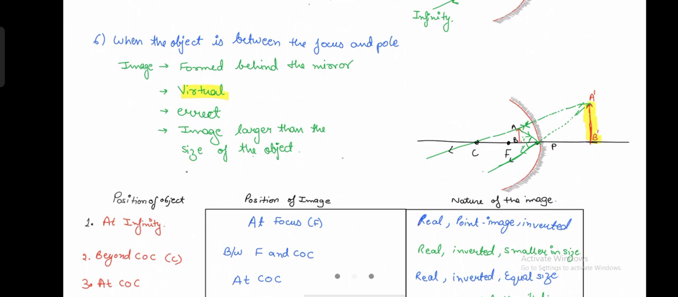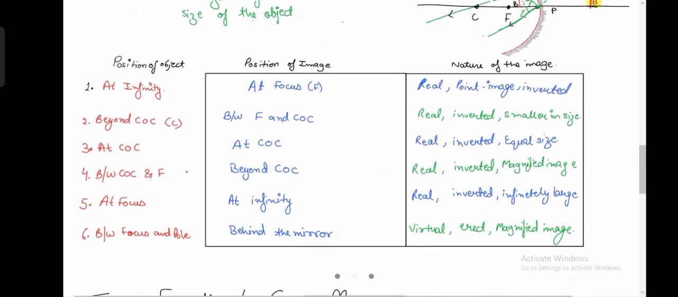Now this is a summary for all of them: the position of the object, then the position of the image, and the nature of the image. First of all, when the object was at infinity, the position of the image was at the focus. Then it was real, point-sized, and inverted. When the object was beyond the center of curvature, the image was between the focus and the center of curvature. This you will understand by regular practice. You can just go through this, take a snip or anything you want, and keep it with you. This table will be helpful for you at the time of revision.